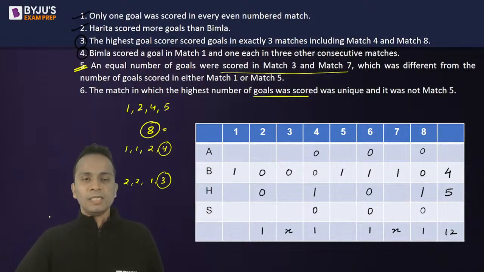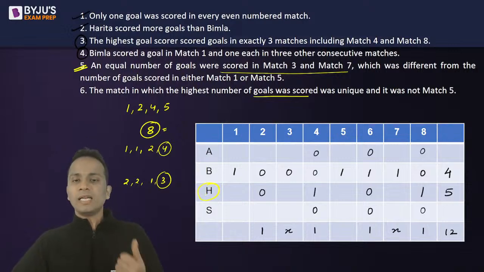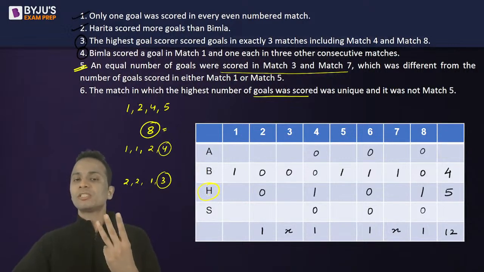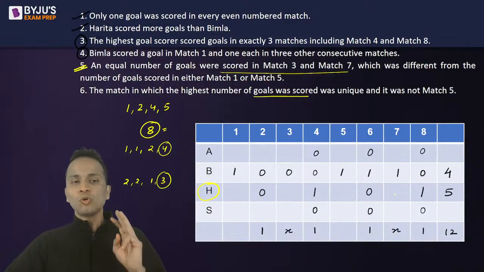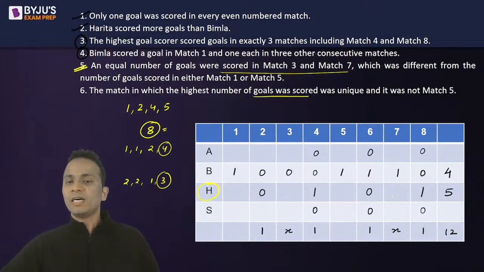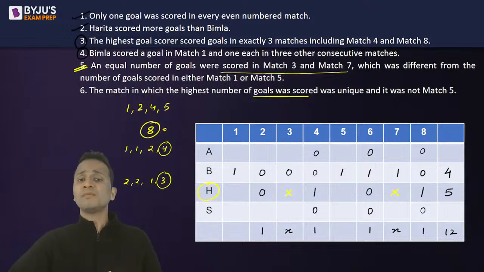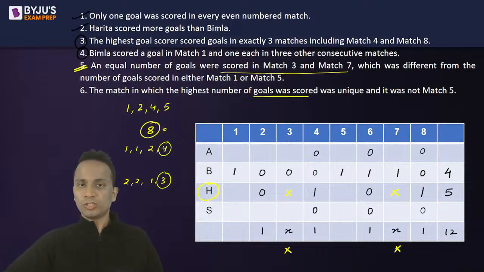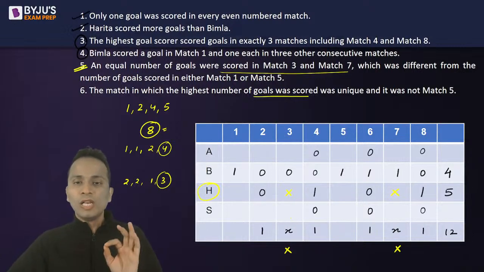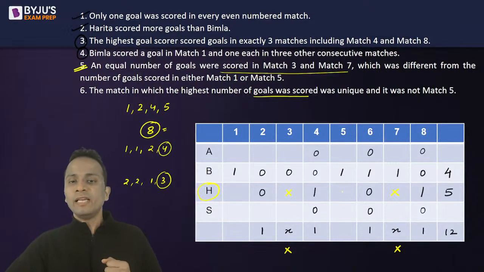All right. Now let's move ahead. Now let's talk about Harita, this person. Now Harita will score 3 goals in one of these matches, right? Harita cannot score 3 goals in match number 7 and match number 3, because match number 3 and match number 7 cannot have the highest number of total goals. So Harita will either score 3 goals in match number 5 or match number 1.